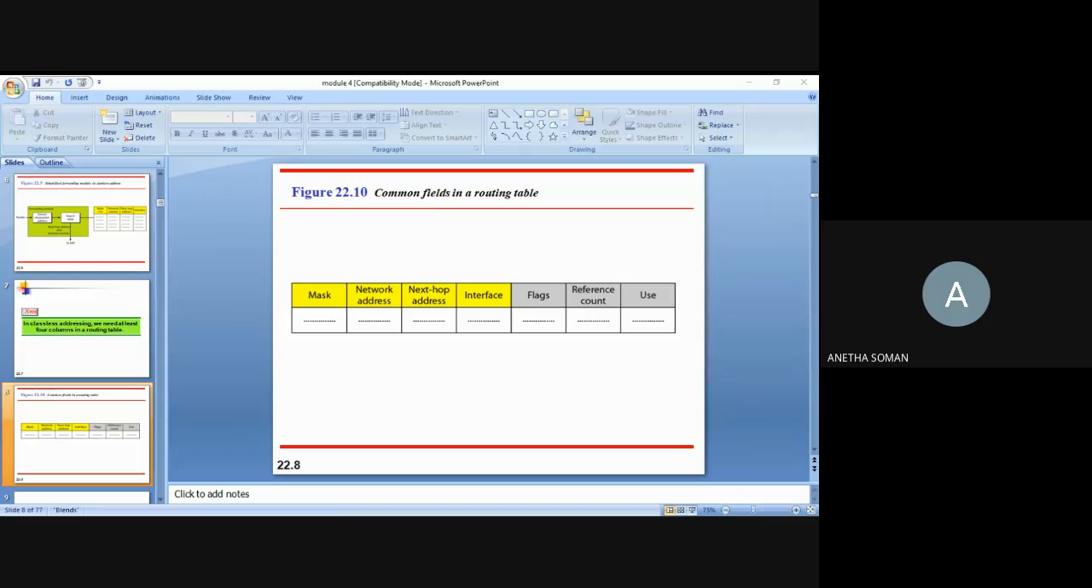Rankit? Neeraj is there? Understood what is a routing table? What are the fields in a routing table? Okay. Neeraj is there? No.